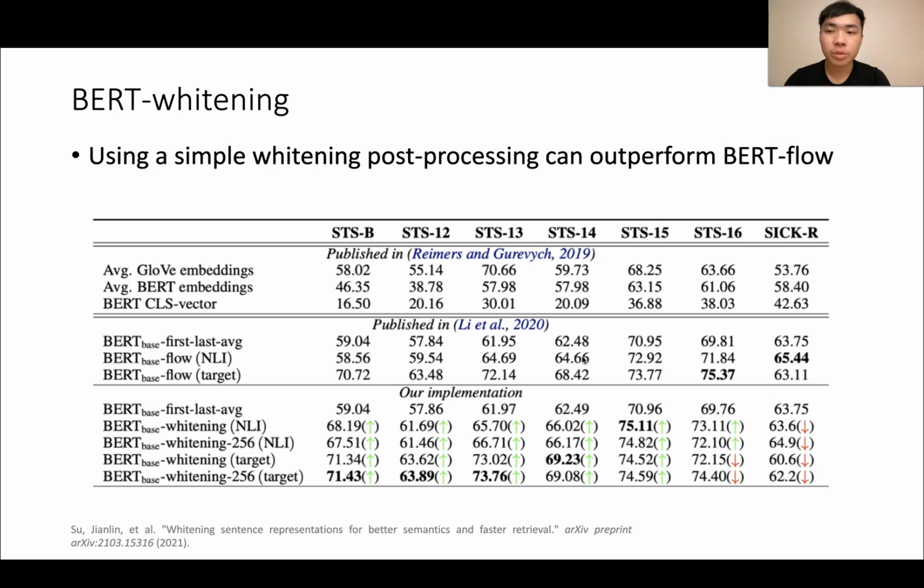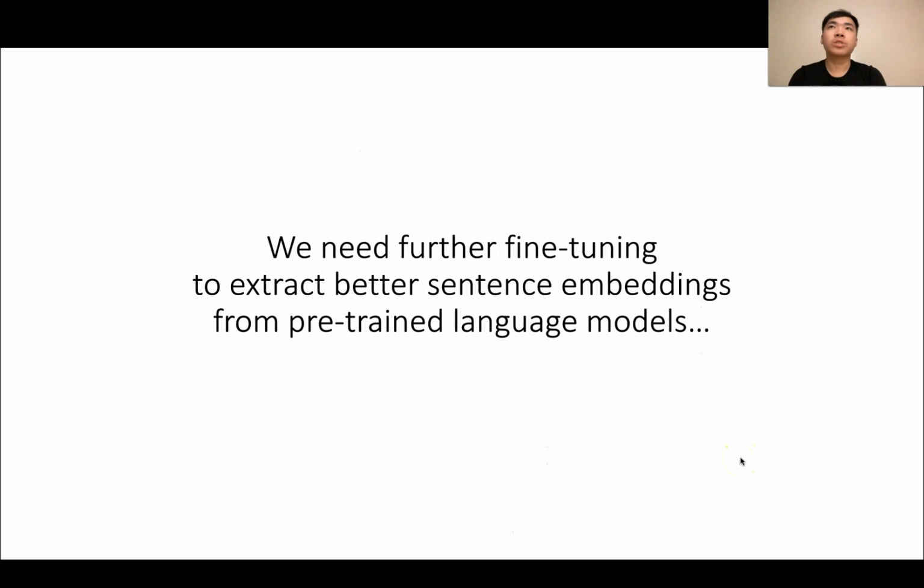There is also another paper called BERT-whitening. They use a simpler way to fix the BERT embeddings, a simple whitening post-processing method, and their performance can be slightly better than BERT-flow. Okay, so after these two post-processing papers, people started to think about whether we can further fine-tune the BERT model and extract better sentence embeddings from BERT.